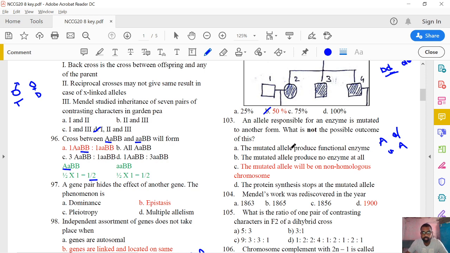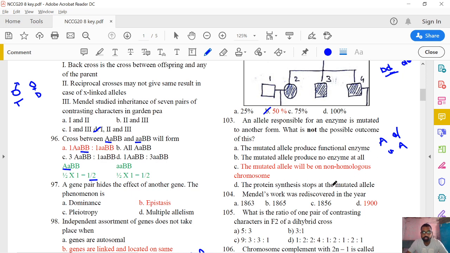The mutated allele produces a functional enzyme. Yes, the mutated allele may also produce the functional enzyme. The mutated allele produces no enzyme at all. That is also possible. The mutated allele will be on the non-homologous chromosome. The position of the allele will not change. It will always be in the homologous position only. Therefore, this is the wrong statement.